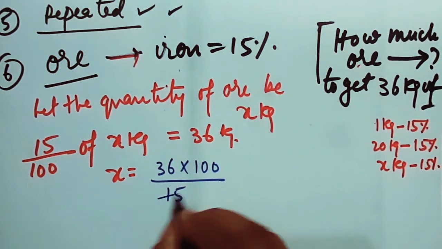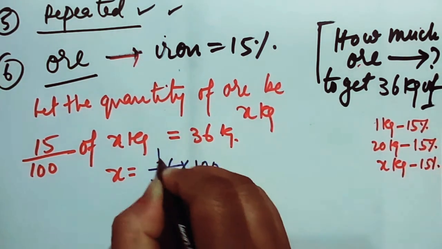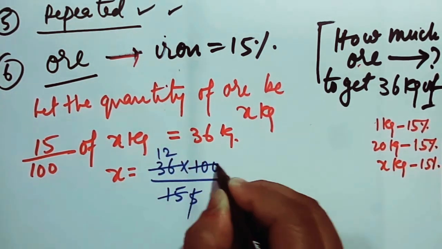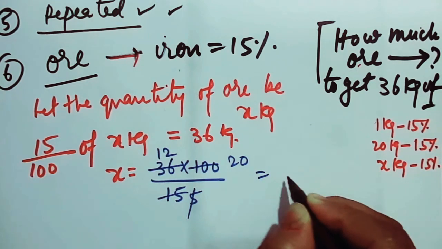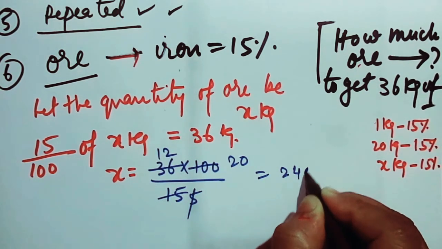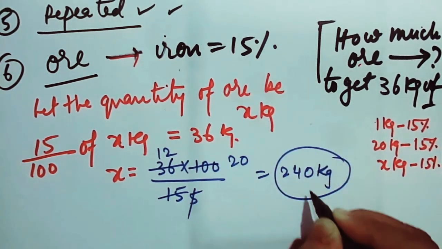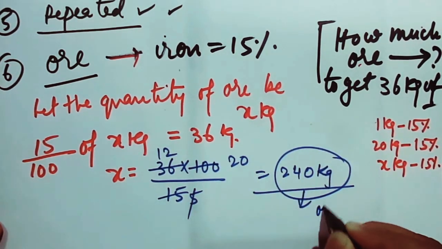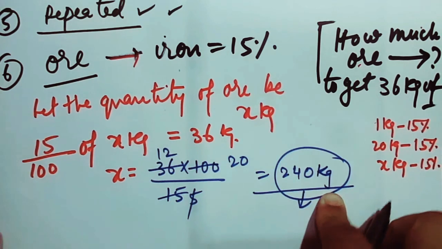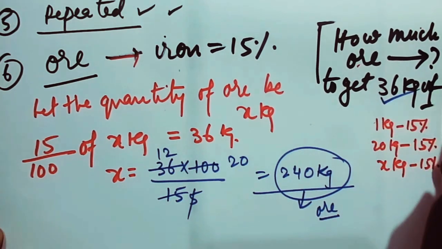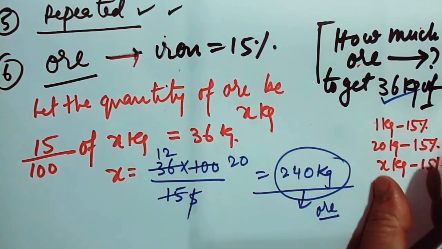15. So 3 5 times 3, 12, 5 2s times 10, 240 kg of iron ore is needed to give you 36 kg of iron, isn't it?